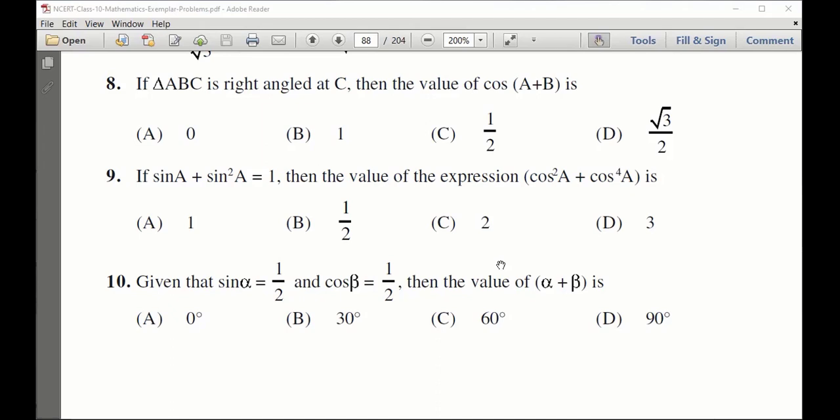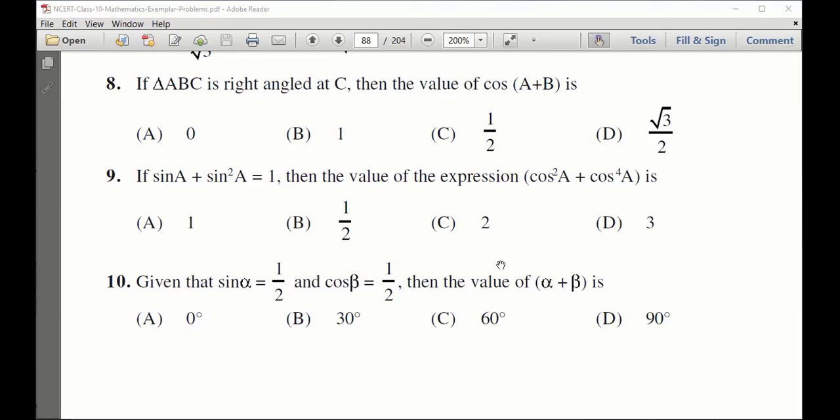And we explain. Sir, given that sin A plus sin square A is equal to 1, we can take sin square A to the other side, which will become sin A equals 1 minus sin square A. Good. Is equal to cos square A. And then we can substitute it in the other formula. So cos square A is equal to sin A, and cos to the power 4 A is equal to sin square A. It becomes sin A plus sin square A.